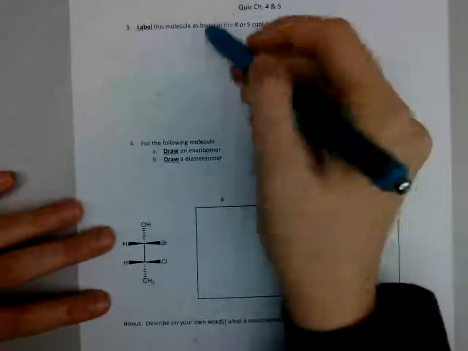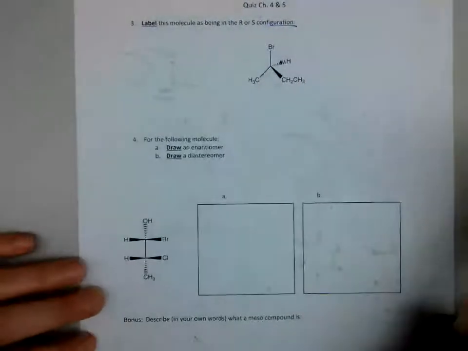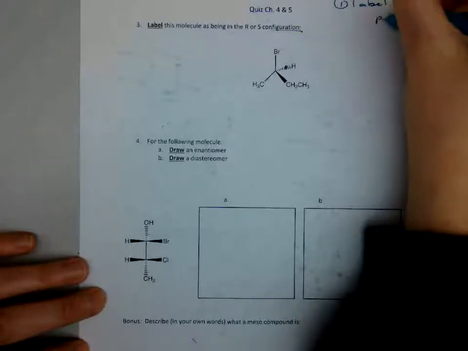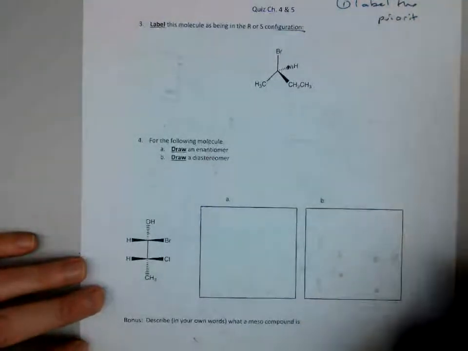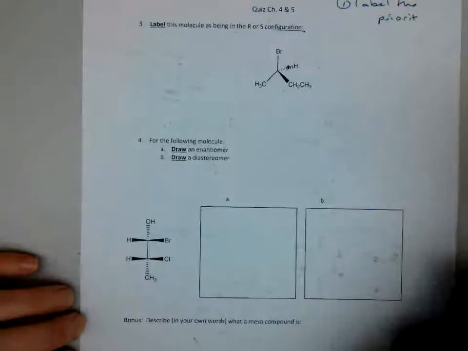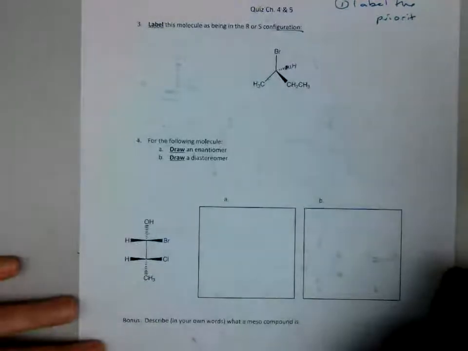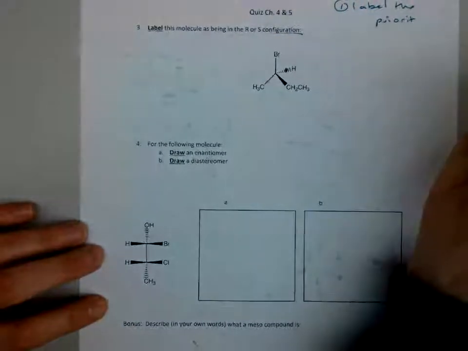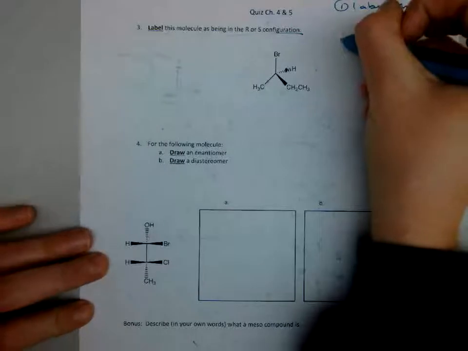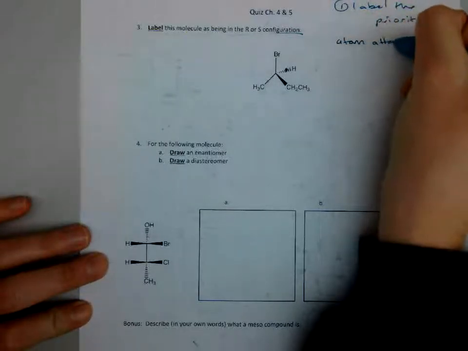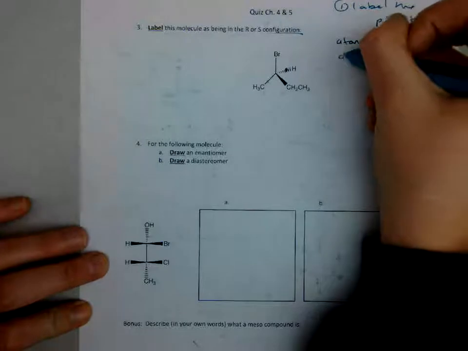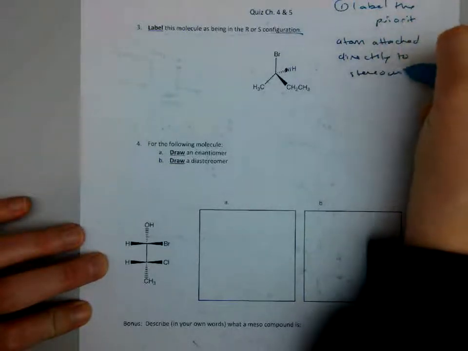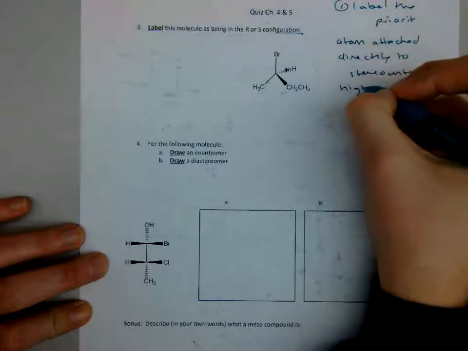Next, we're going to be doing R or S configuration. So for this, you first label the priorities, and that's based on the Cahn-Ingold-Prelog system. I can never remember that right, but that priority system, and that is the atom that's attached directly to the stereocenter, and whichever one of those has the highest molecular weight.